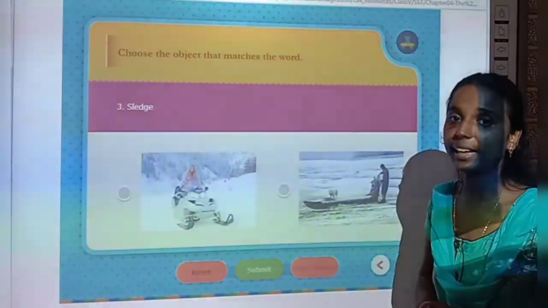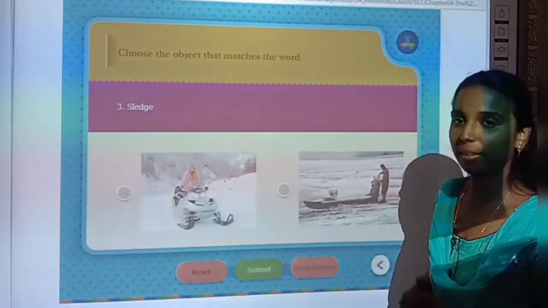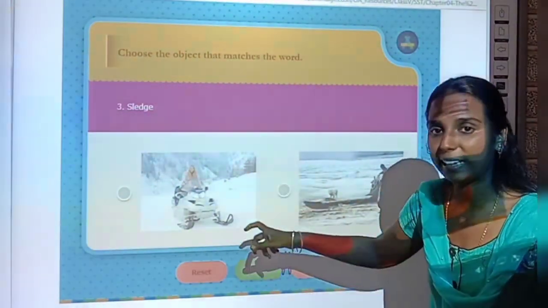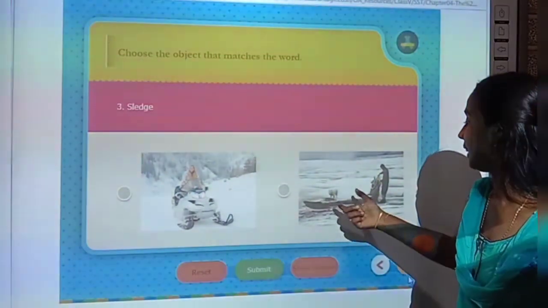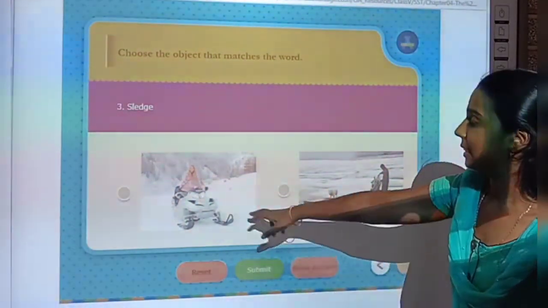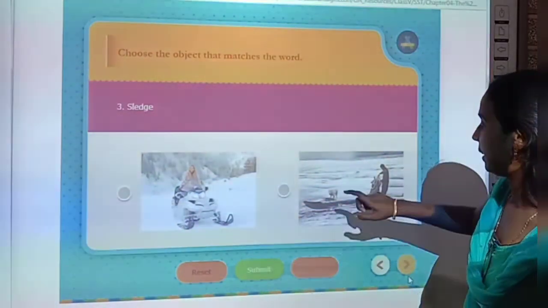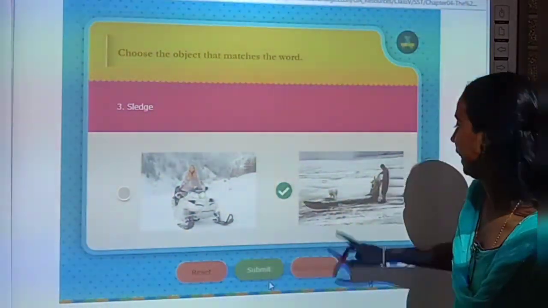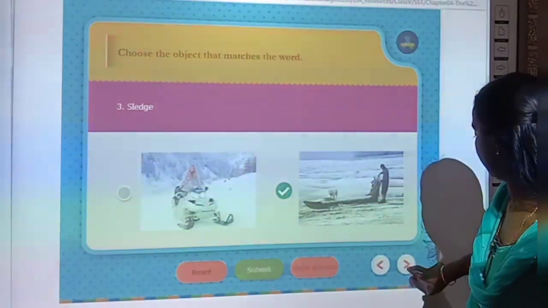Yes, now see third one. We have to identify which one is sledge. Which one is sledge? What is the first one? This is snowmobile, right? So sledge is something that is, yes, this one is snowmobile, right? So which one is sledge? This second one, right? Shall we check? Yes, this is the correct answer. Good.